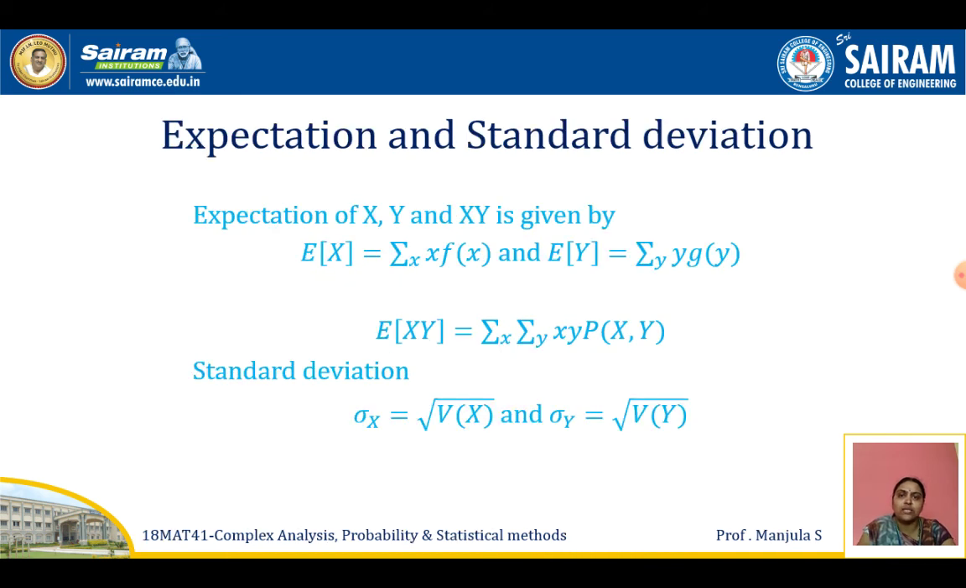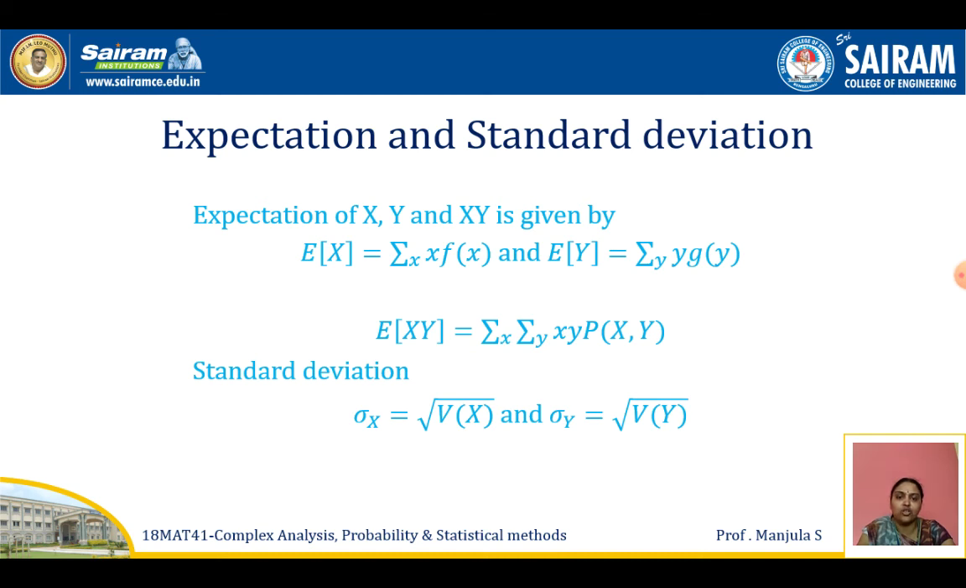Now we'll see the next formula, expectation and standard deviation. Here you just remember the formula. Expectation of x, y and xy can be found with the help of these formulas. E of x equals summation of x into f of x over x. Expectation of y means summation over y of y into g of y. And E of x comma y means summation over x, summation over y, of xy into P of x comma y. These are the three formulas we use to find the expectation of x, y and xy.